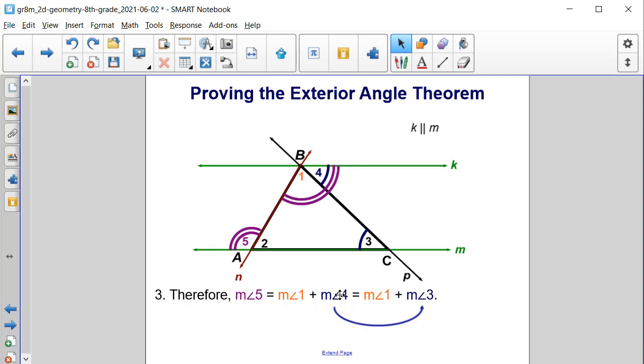And then we can take angle 4's measure and substitute angle 3's measure because 3 and 4 are congruent. So if we put the measure of angle 3 in the measure of angle 4's spot, we will get that the measure of angle 1 plus the measure of angle 3 is still equal to the measure of angle 5.